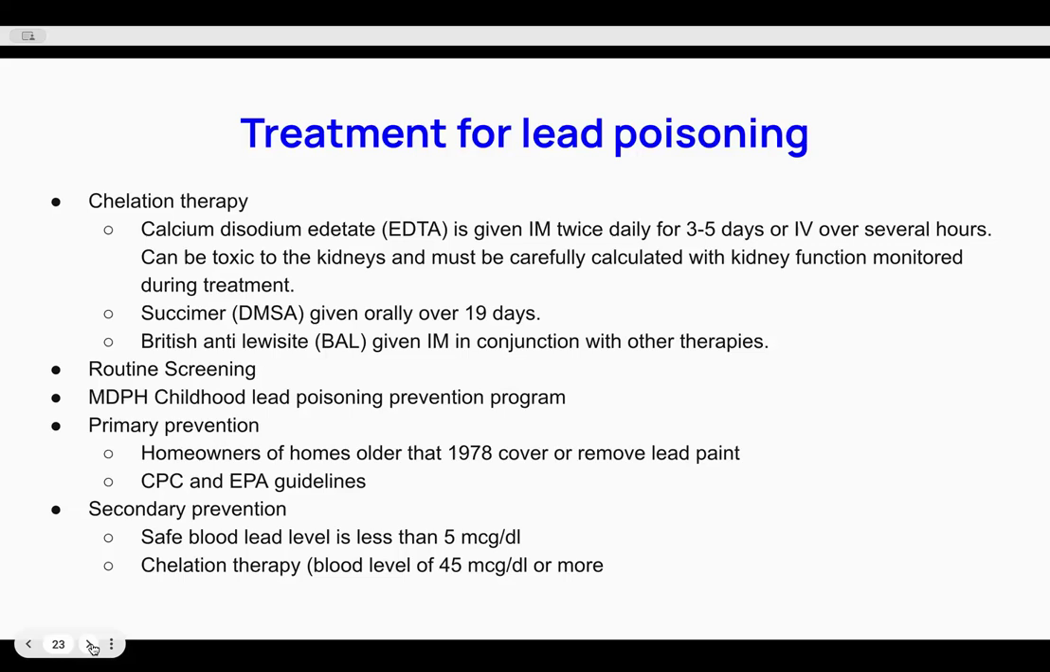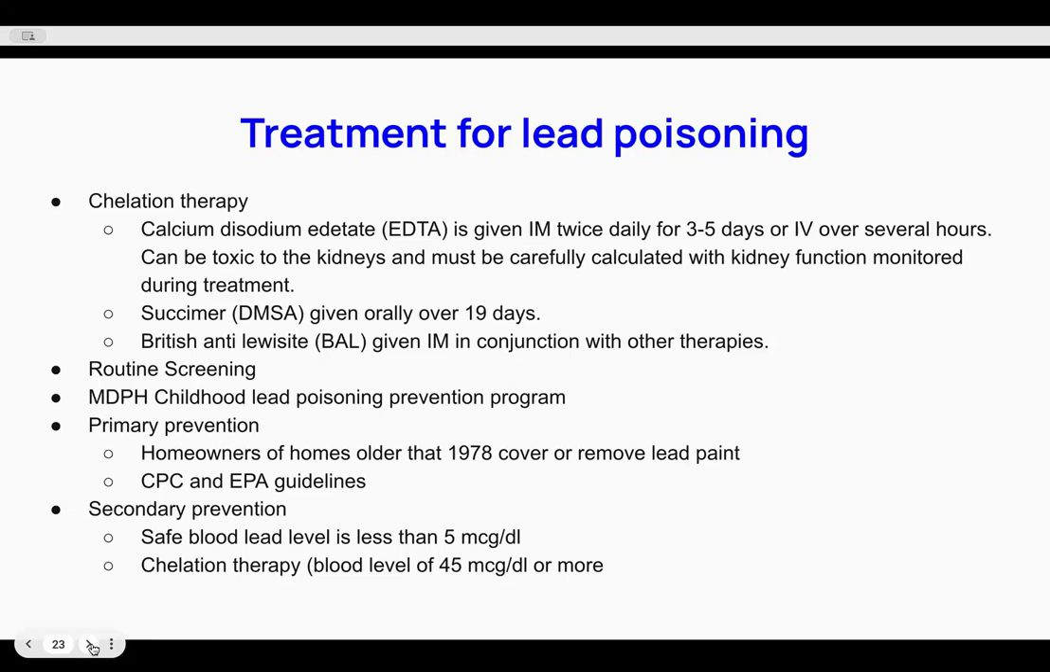The MDPH Childhood Lead Poisoning Prevention Program has certain recommendations, like don't sand, scrape, or burn lead paint while you're pregnant. When you're pregnant, use cosmetics, folk medicines, and art supplies with caution. Eat foods that are high in calcium, vitamin C, and iron. And don't use tap water for cooking, drinking, or making baby formula. These can all help prevent lead poisoning.